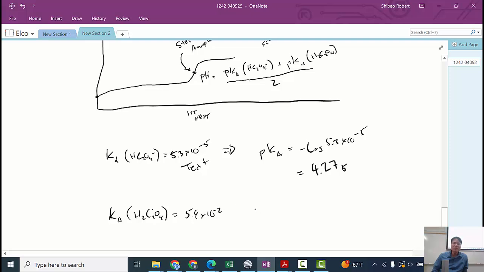There are a lot of tables that will give you the pKa value. And so I'll just take the negative log. I'm not going to write the equation here, but 5.4 times 10 to the minus 2, which is fairly strong. You know, 10 to the minus 2 is on the strong end of the weak spectrum. Take the log of that.